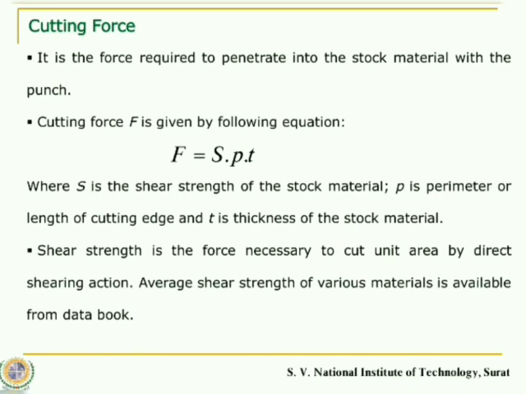S is the shear strength, which is the force necessary to cut a unit area by direct shearing action. P is the perimeter or the length of the cutting edge, and T is the thickness of the stock material. The value of shear strength is available from design data. The perimeter can be calculated from the drawing, and the thickness of the stock material is already available.